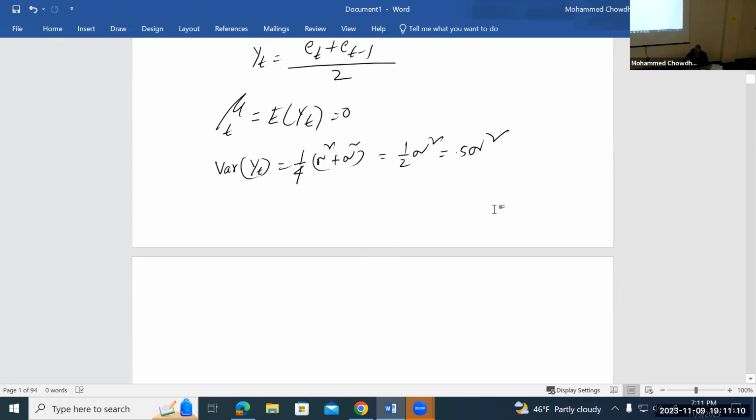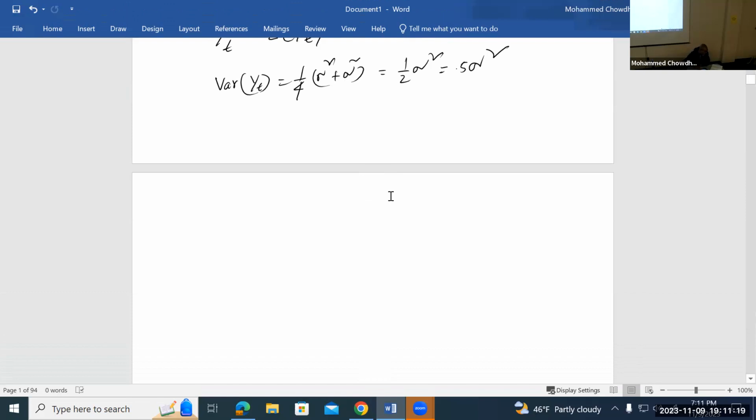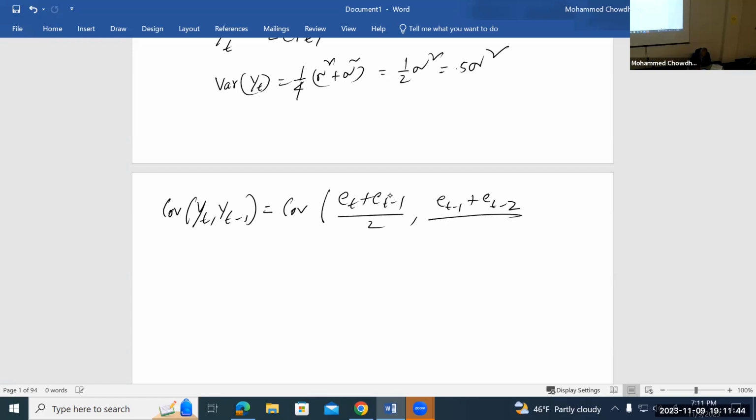Now, how can I find the covariance for this one? See, now I consider this series and want to see how their covariance structure works. So for the covariance of yt and yt minus 1, that could be written as et plus et minus 1 divided by 2, and et minus 1 plus et minus 2 divided by 2. If this is multiplied, then we will see only et minus 1 and et minus 1 is matching, divided by 4, which we will get from there. This is sigma square, and this is 4, so that means 0.25 sigma square.